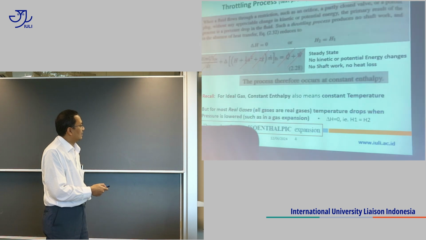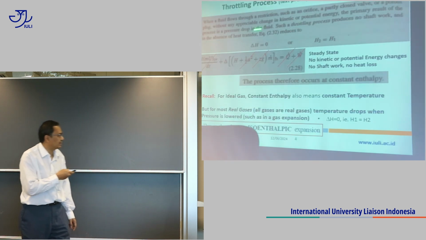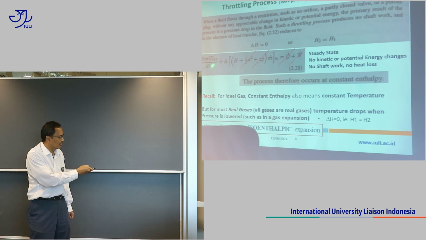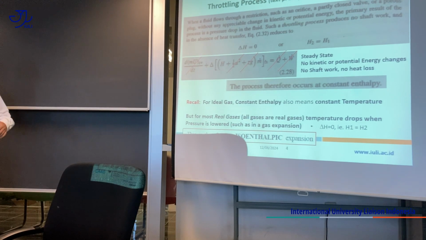Okay, so you remember this equation? We start with this. Remember, throttling is an isoenthalpic process, so delta H equals 0. If we assume there is no heat loss, no work done, it is steady state, there are no height differences, and no velocity differences, it remains an isoenthalpic process, delta H equals 0.